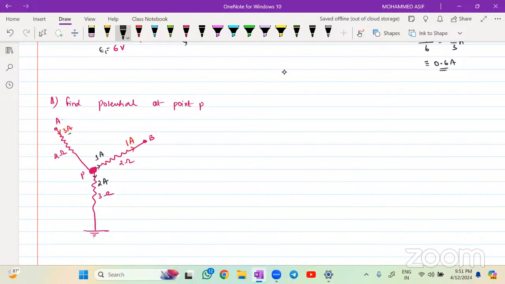So the potential difference across the 3 ohm resistor is 3 into 2. V is equal to I into R. So the potential at point P is equal to, because this is earth, zero potential, I into R. The I value is how much? 2. R value is 3. 2 threes are 6. So this will be 6 volt.